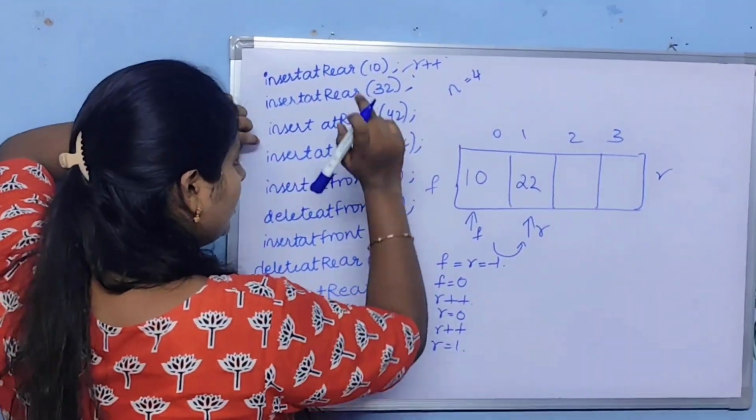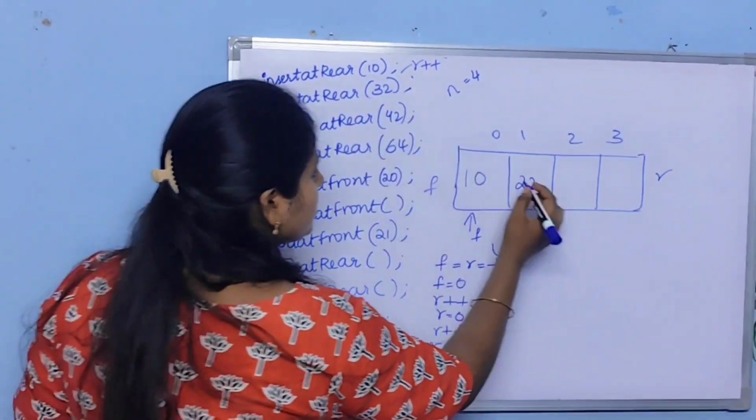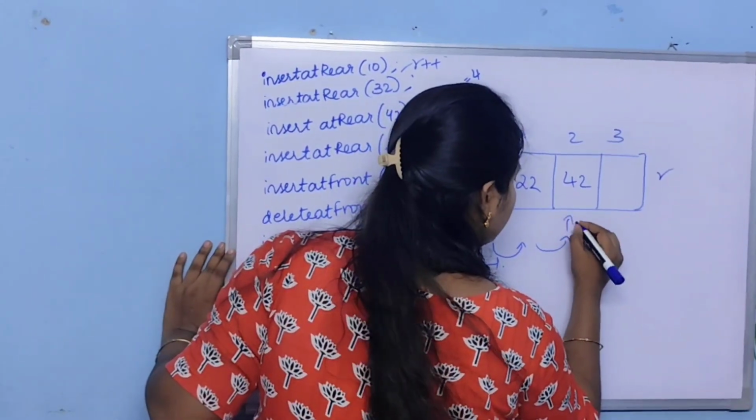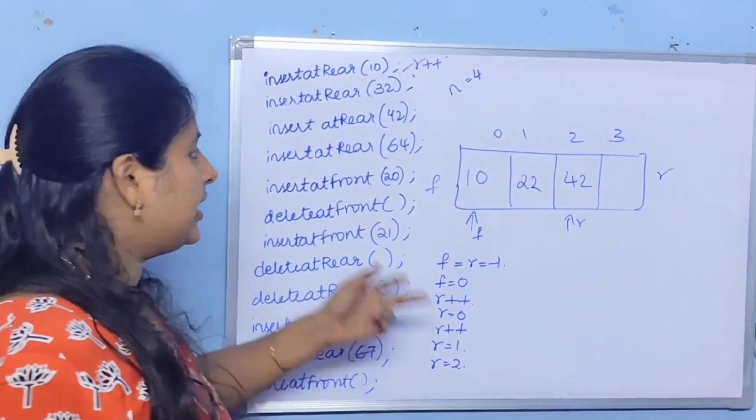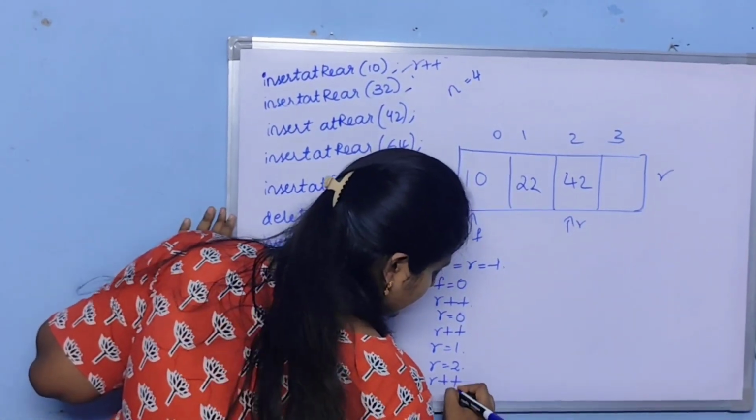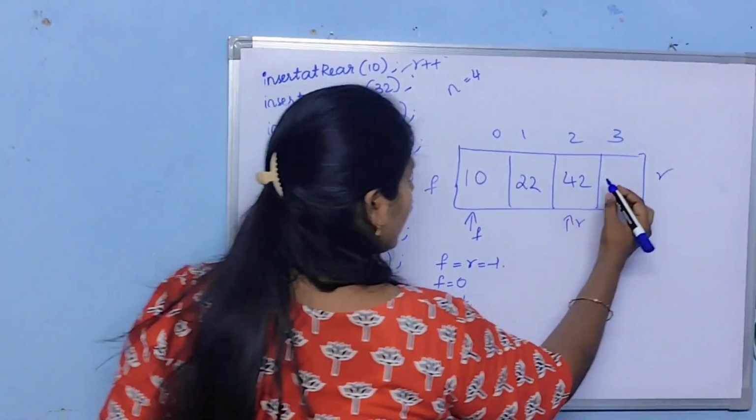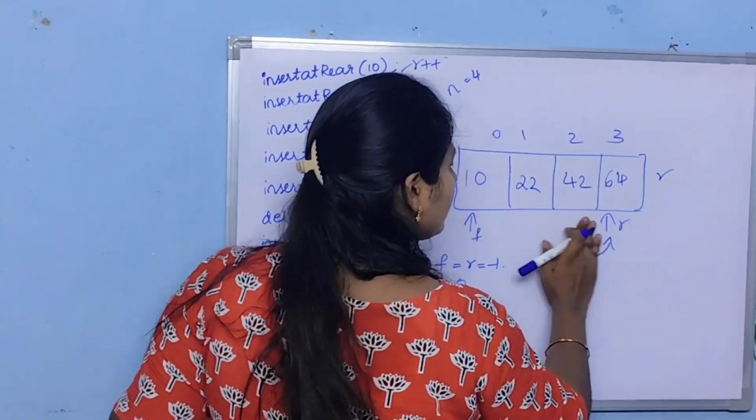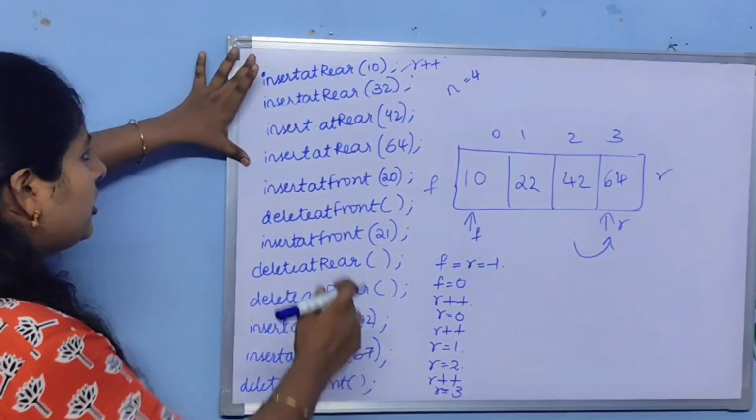Again insert at rear. So again R equals to 2. So 42 is stored at the second position. This rear is jumped from here to here. So rear equals to 2. Again I try to insert at rear, 64. Again R plus plus, so R equals to 3. Okay. So now 64 is added at the third position. Right. So this is how you have performed the first 4 operations.